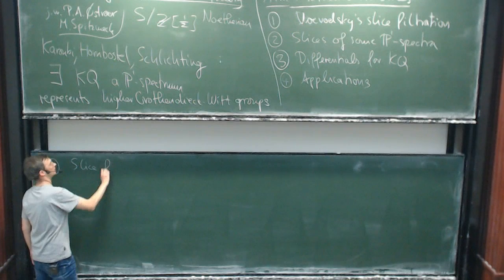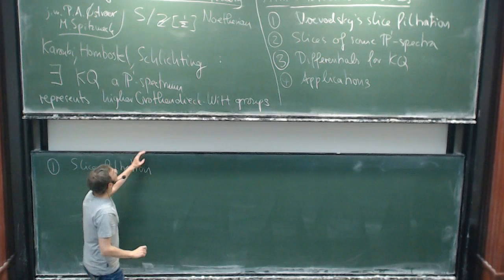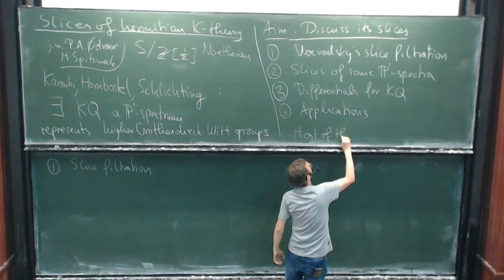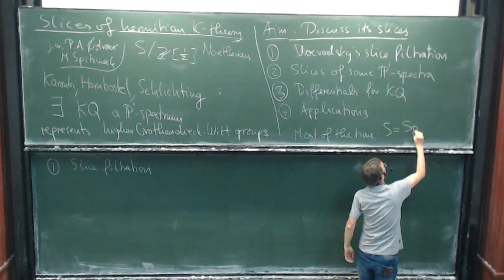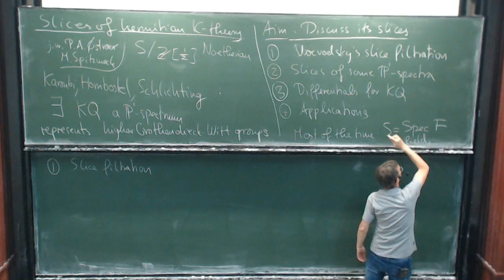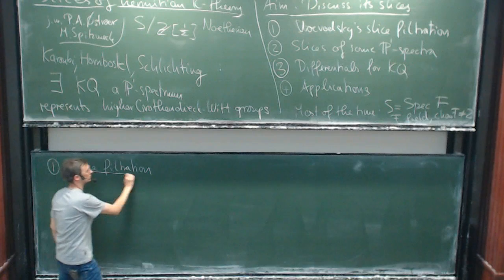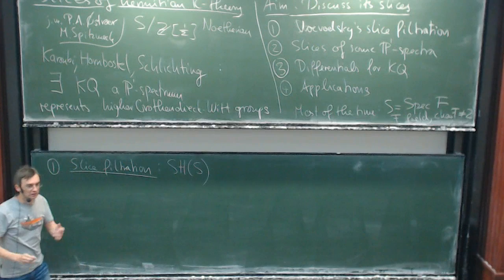Ah, I forgot. Okay. So I said here S is some Noetherian finite dimensional base scheme, but most of the time this will be fairly uninteresting or fairly small. It will be the spectrum of a field. And then, as you can guess, the characteristic is not 2, at least when we get to this spectrum here. Okay, the slice filtration takes place in the Morel-Voevodsky P1 stable homotopy category of this base scheme S.